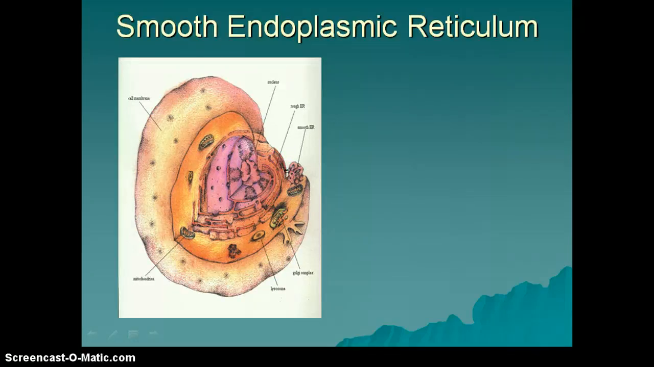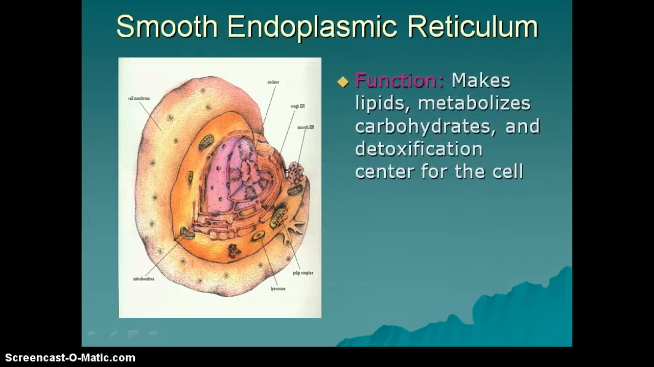The next one is smooth endoplasmic reticulum. And these help to make fats, metabolize carbohydrates. That means metabolize, break them down, and helps to detoxify things. So it will help to break down toxic stuff.